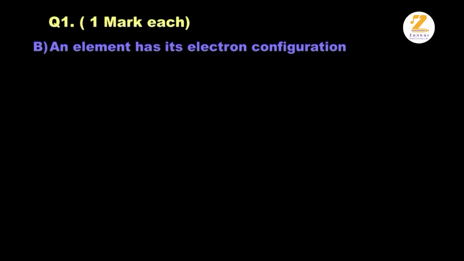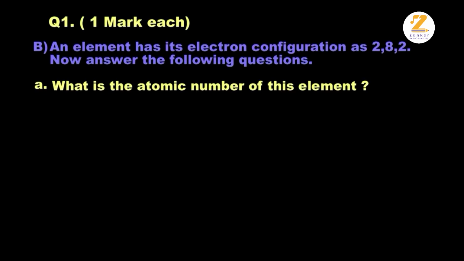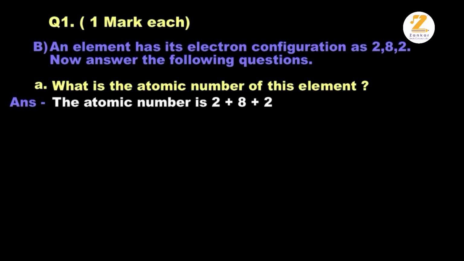Question 1b. An element has its electron configuration as 2, 8, 2. Now answer the following questions. What is the atomic number of this element? The atomic number is 2 plus 8 plus 2, that is equal to 12.